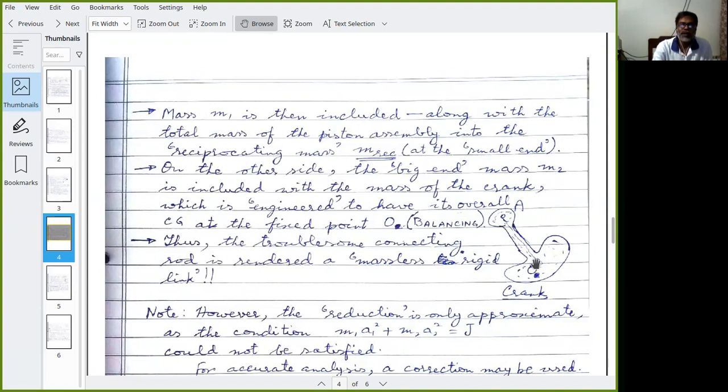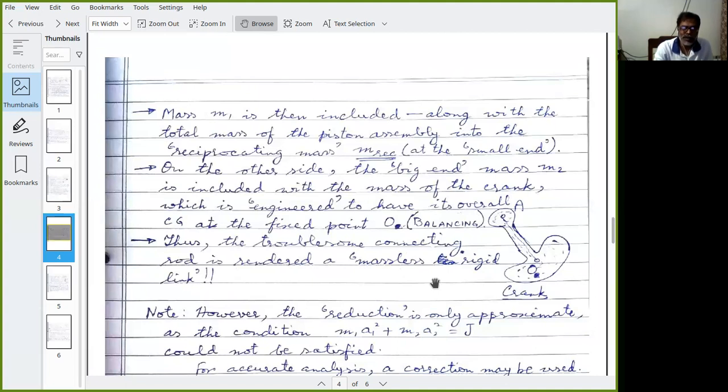So the force and linear acceleration equation of the crank CG is not needed. So the crank will be analyzed only for rotation and rotational dynamics. Thus, a troublesome connecting rod is rendered massless because one part of its mass is taken with the piston assembly, the other part of the mass is taken with the crank. Now, the connecting rod itself is a massless rigid plate.